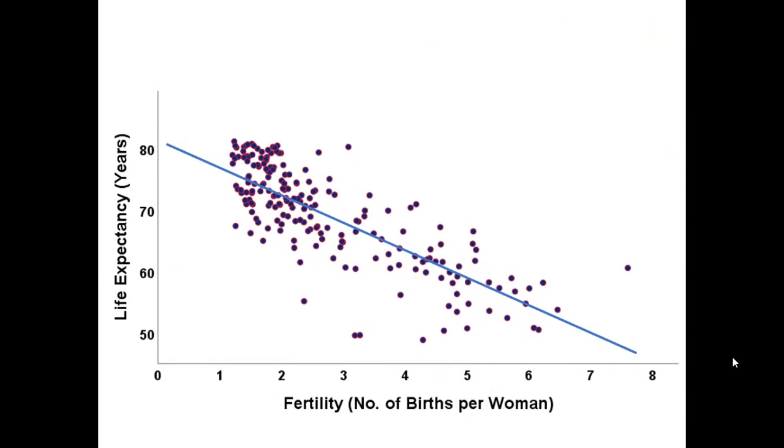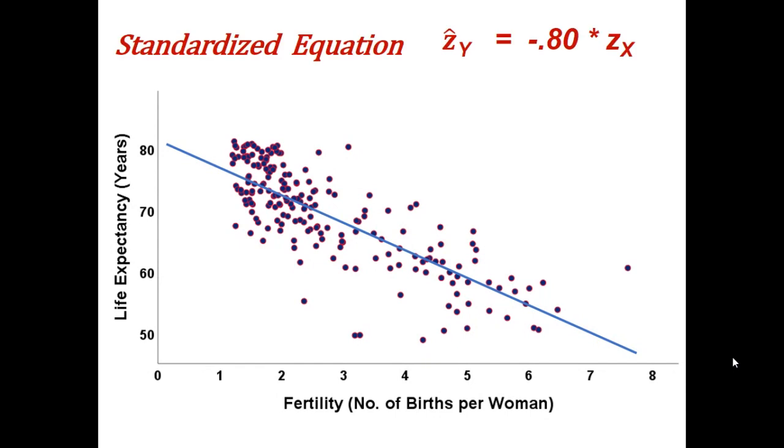Now, the regression line also has a second equation, and here it is, the standardized equation. The predicted value of the z of y is equal to negative 0.80 times the z of x. Now, to see how this equation works, we need to turn this into a hybrid scatter plot that shows unstandardized and standardized values at the same time.